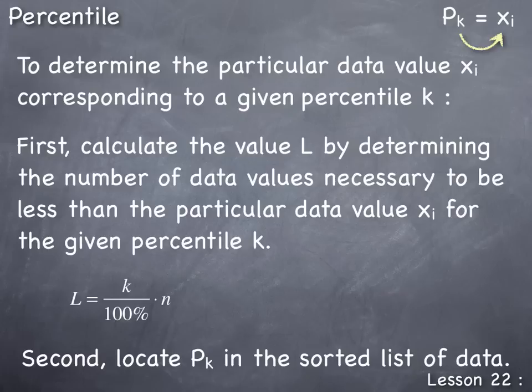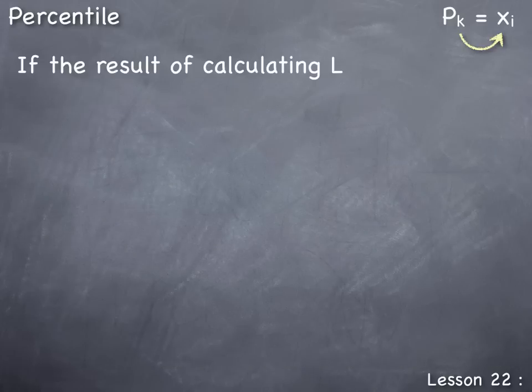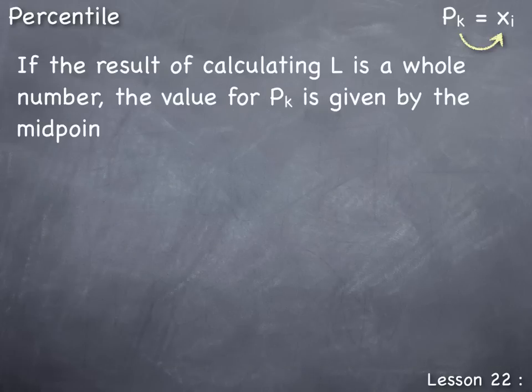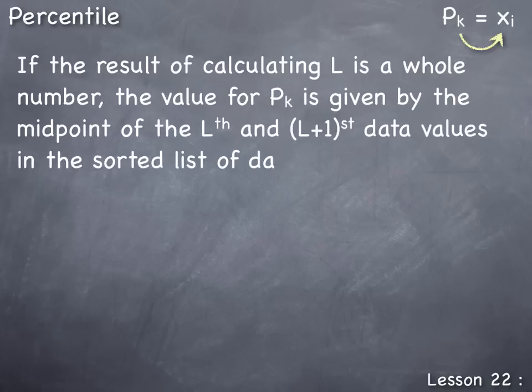Second, locate the p sub k value in the sorted list of data based on this calculation of the L number that we did in the first step. If the result of calculating L is a whole number, the value for p sub k is given by the midpoint of the Lth and the L plus first data values in the sorted list of data. This is calculated by adding up those two data values and dividing by 2.